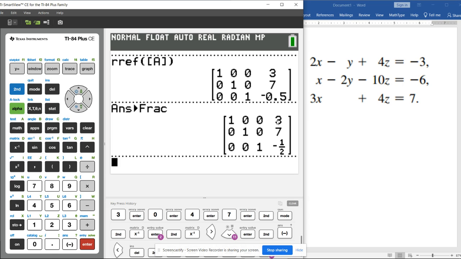All right, so again, the ordered triple solution to this system of equations, these are planes, where all three planes intersect is 3, 7, negative 1/2, x, y, z. All right, I hope that helps. Good luck.